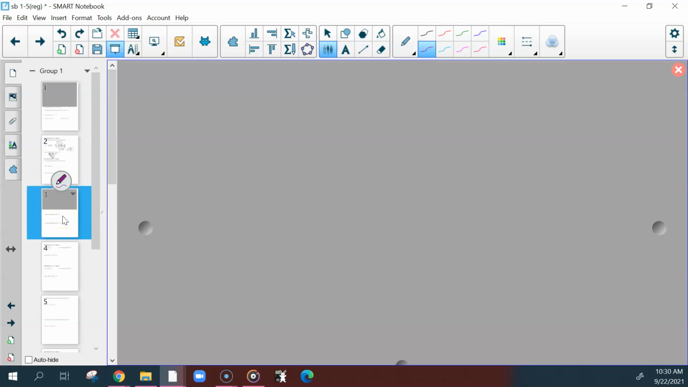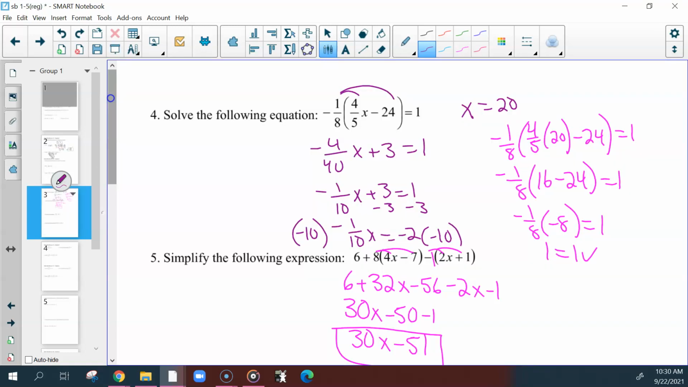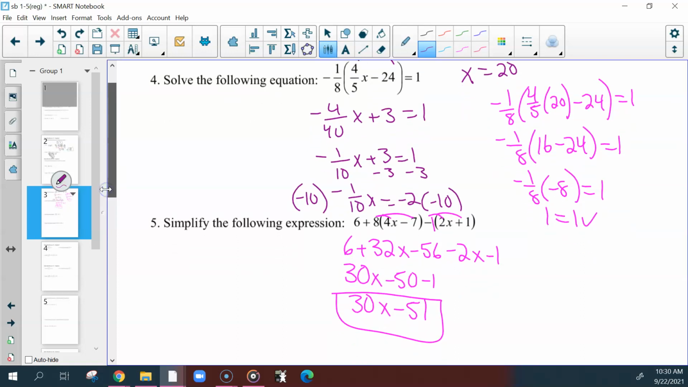On the back, number 4, you needed to solve. Number 5 was the simplifying. So for 4, when you multiplied or distributed and then combined the terms and solved for x, you should have gotten 20. And after you distributed and combined like terms for number 5, 30x minus 51.